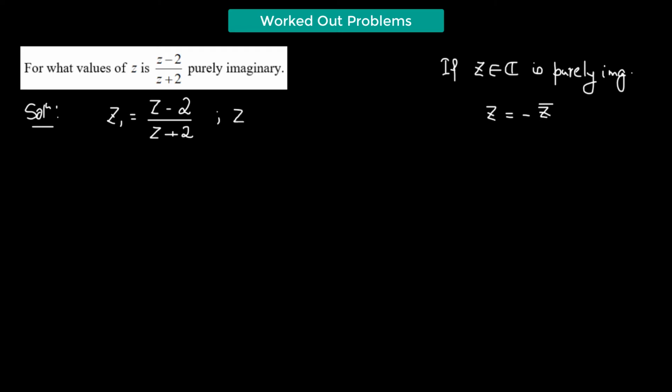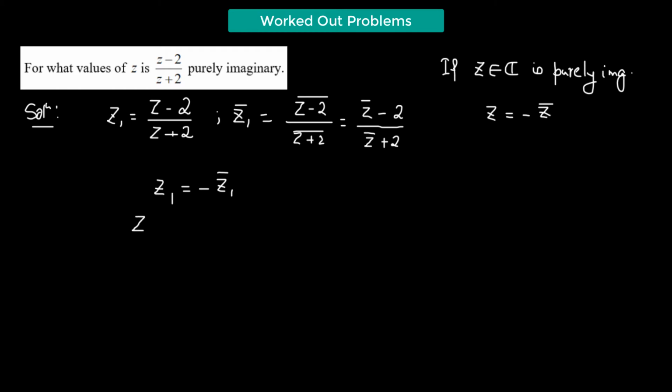So we'll have to find out the value of the conjugate of z1, which will be equal to simply the conjugate of (z - 2) divided by the conjugate of (z + 2), which is equal to z conjugate minus 2 conjugate, 2 being a real number, so it will be simply 2. And similarly for the denominator, we have z conjugate plus 2. So we know z1 is purely imaginary, it is given, so we consider the equation that z1 must be equal to the negative times the conjugate of z1.